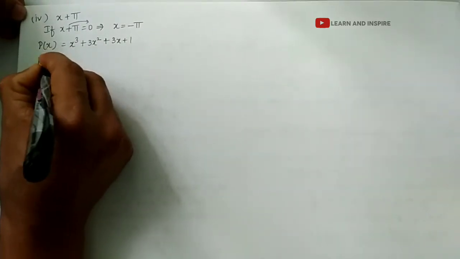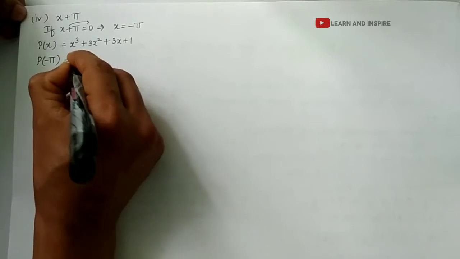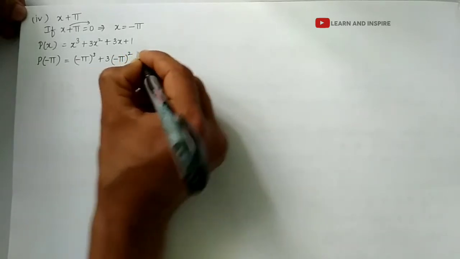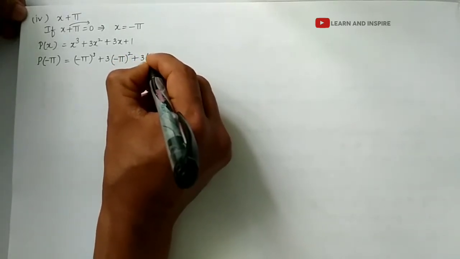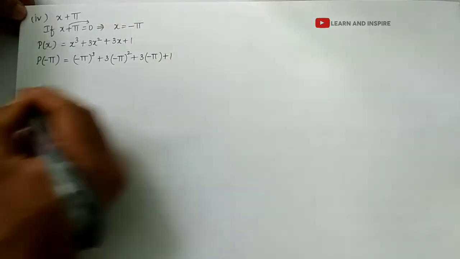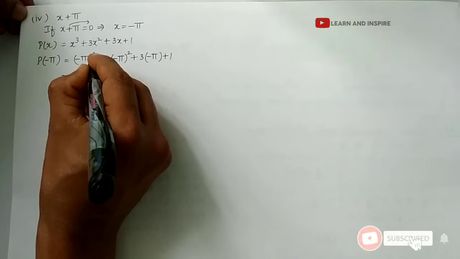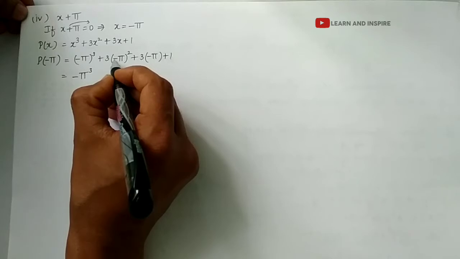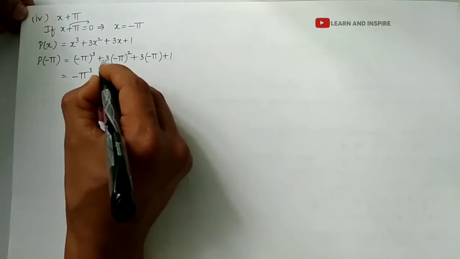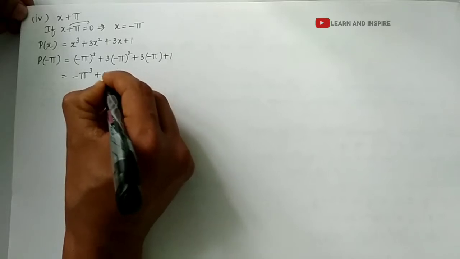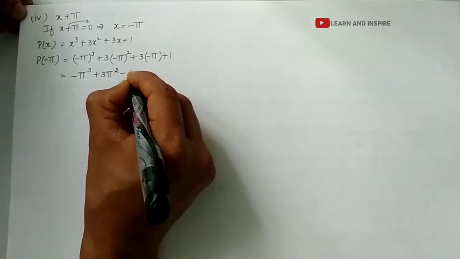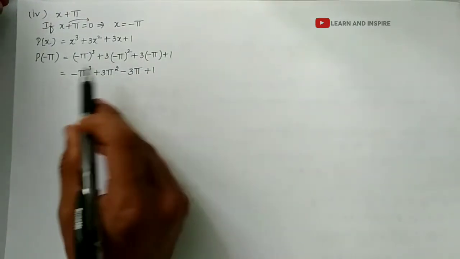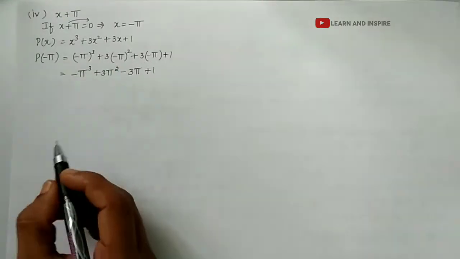That is P of minus pi equals to minus pi whole cube plus 3 into minus pi square plus 3 into minus pi plus 1. Okay, so here minus is multiplying 3 times, we get minus itself, pi cube. I write as it is. Minus is multiplied 2 times, we get minus into minus is plus, 3 into pi square is plus 3 pi square, plus into minus is minus, 3 into pi is 3 pi, plus 1. Now we cannot solve this, and this is the remainder when we substitute x is equals to minus pi.